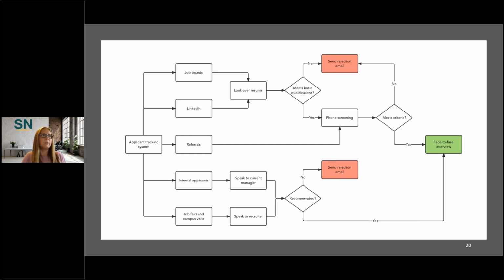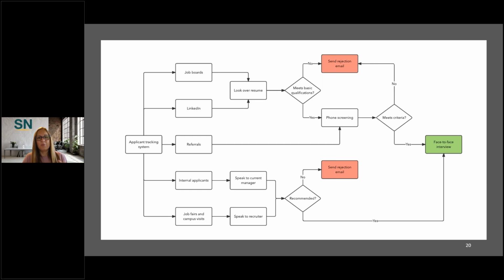You're going to look at the resume. You might have somebody speak to a manager internally or a recruiter. Does this person meet those basic qualifications? If not, we're going to send a rejection email. If so, yep, let's go ahead and do a phone screening. See if they continue to meet the criteria, have them meet with the team internally for face-to-face interviews. And then that decision comes: should we ask them to join our organization and do the offer letter? Or no, still not a good fit. We're going to go ahead and decline and then hopefully find a different person that would be a better fit. All of you have lived this.